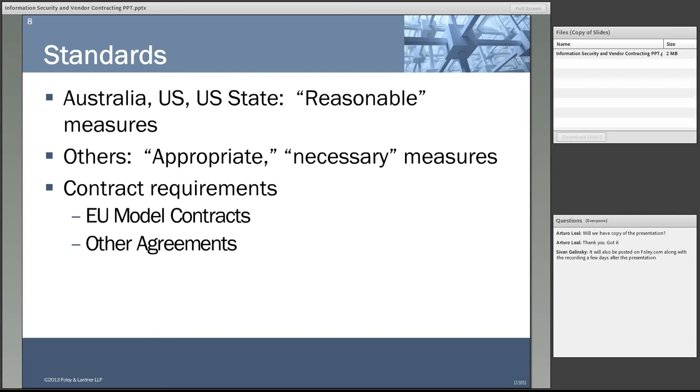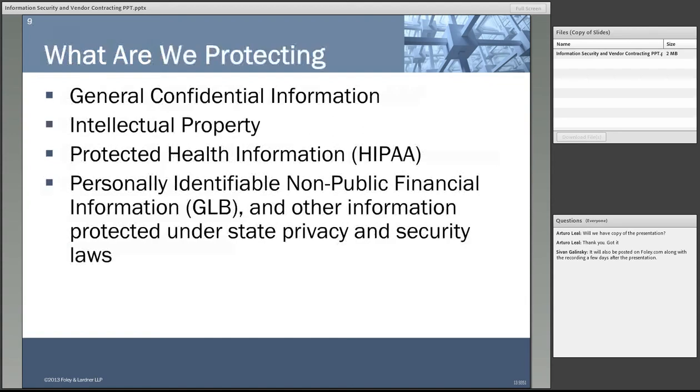Of course, there are contract requirements like the EU model contracts for data privacy, as well as contractual requirements like the PCI DSS. So what are we protecting? And that's the next slide.